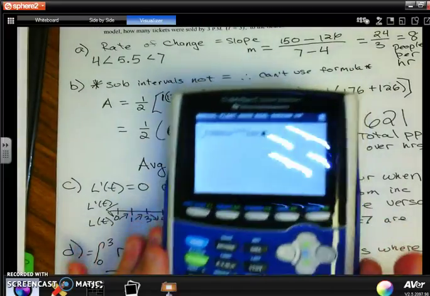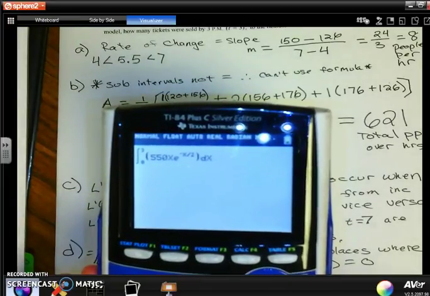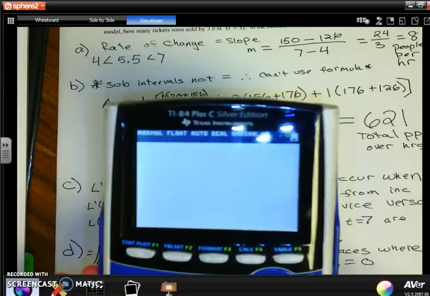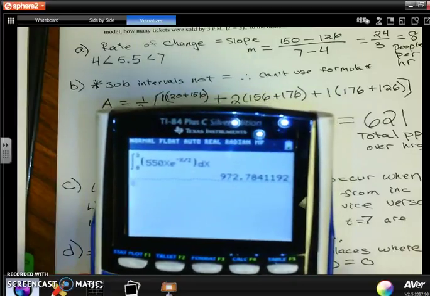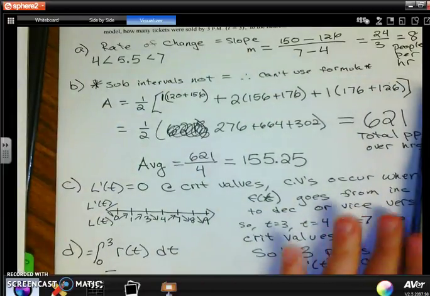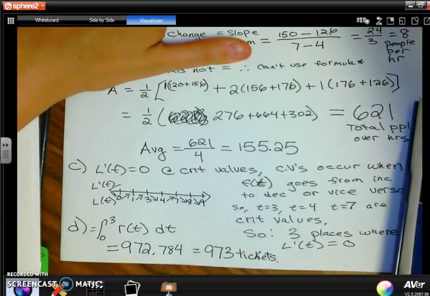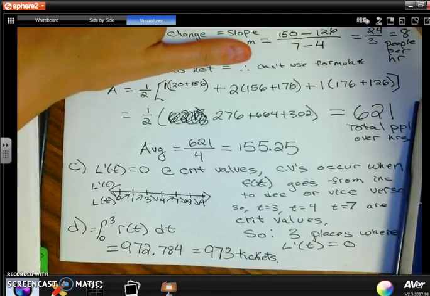So all you need to do is make sure you type that in correctly. Here, again, you get that under Math 9. So you just do Math 9, and you type that in, hit Enter, and it gives you 972.784. And then you just need to round that. So once you round that, you get a total of 973 tickets. And you're done, and you got full credit for this one.